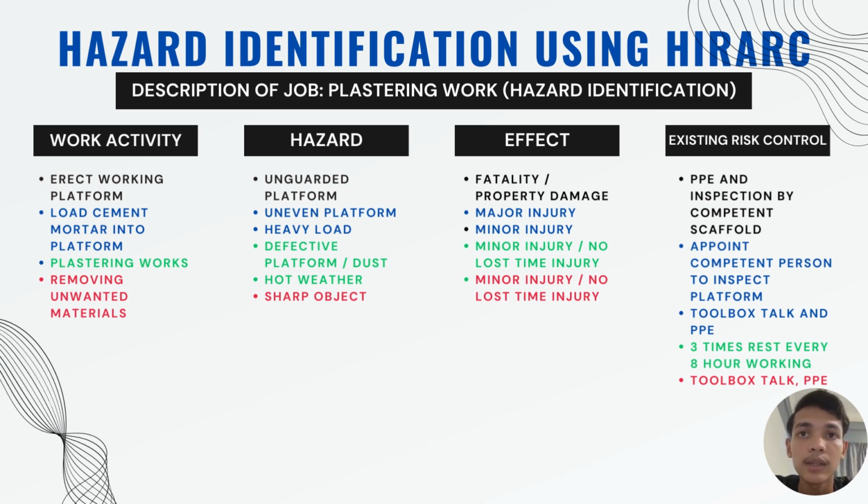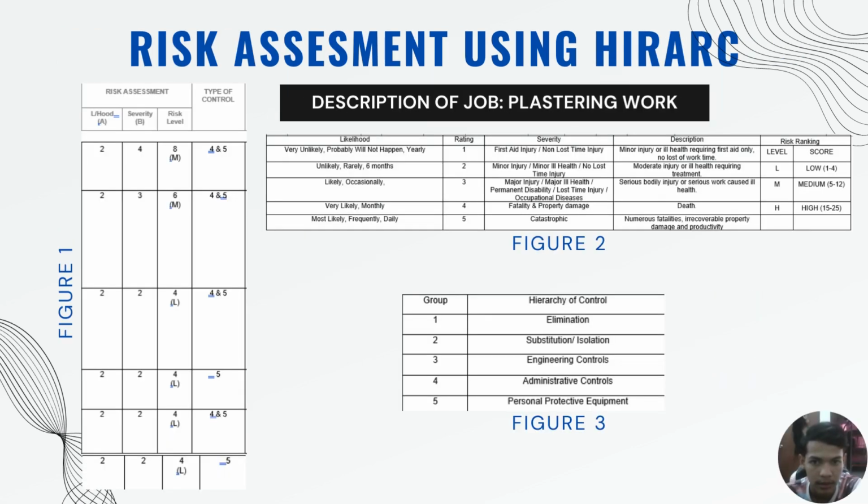The last work is removing unwanted material. The hazard is sharp object. The effect minor injury or no lost time injury. Existing risk control is tools box, torque or PPE. That's all. I'm going to present about risk assessment using HIREC form.